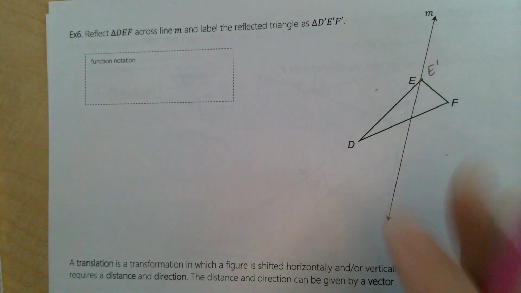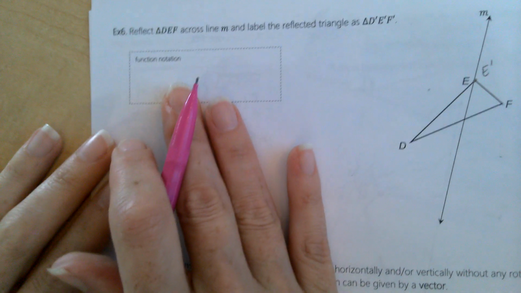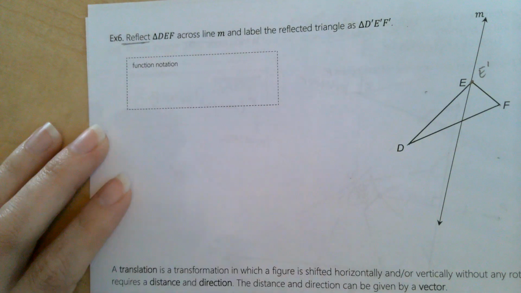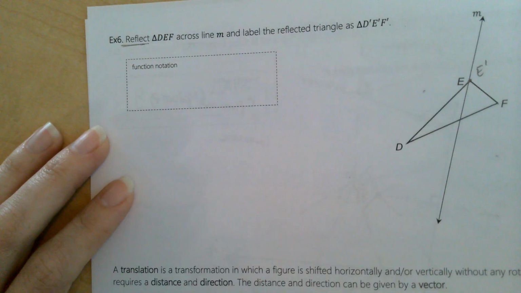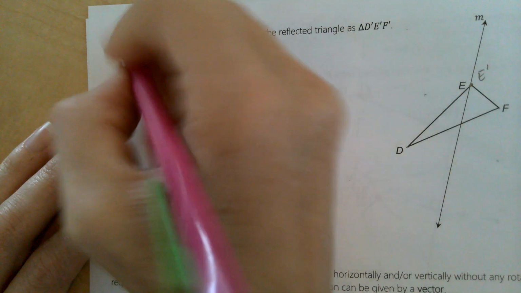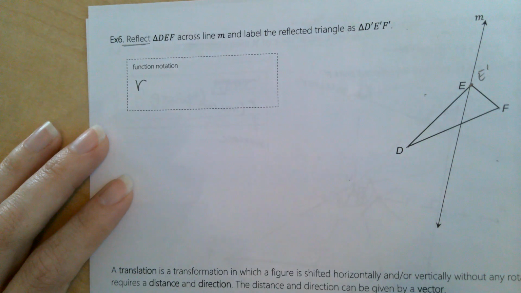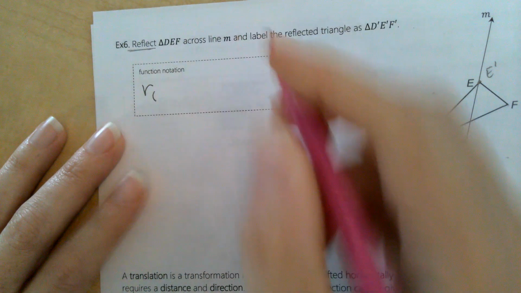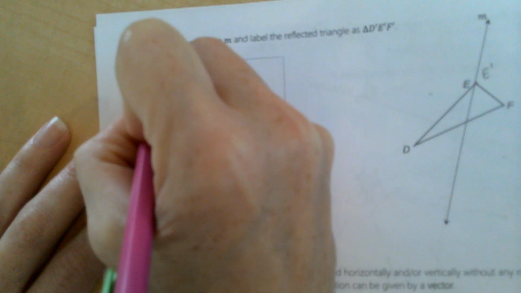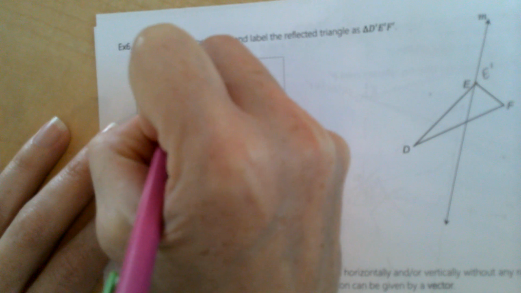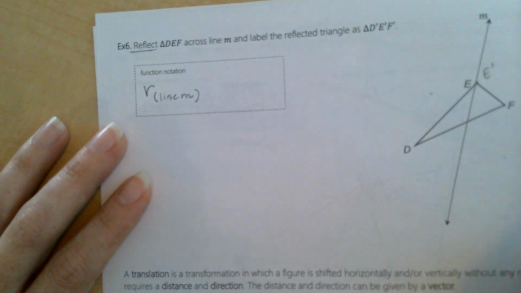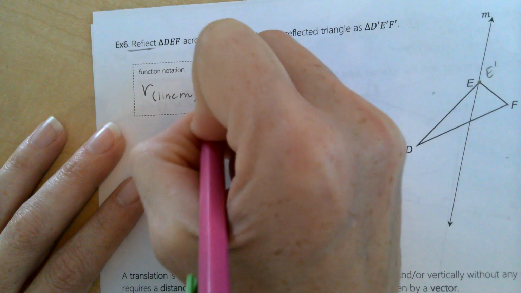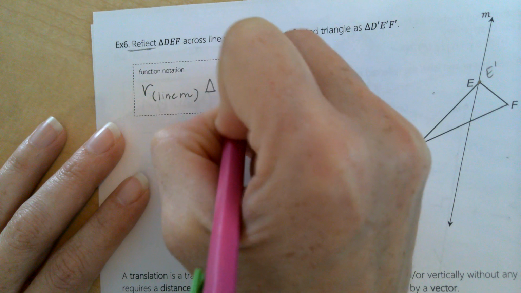All right, so before we start doing that reflection, let's write the notation. Reflect. How do we say that this is a reflection in the function notation? Little r. Good. Little r. Subscript and line M. Okay, we have a subscript, and we want the line of reflection, which is line M. Good. Good, and then we are putting what we are reflecting, which is triangle DEF.